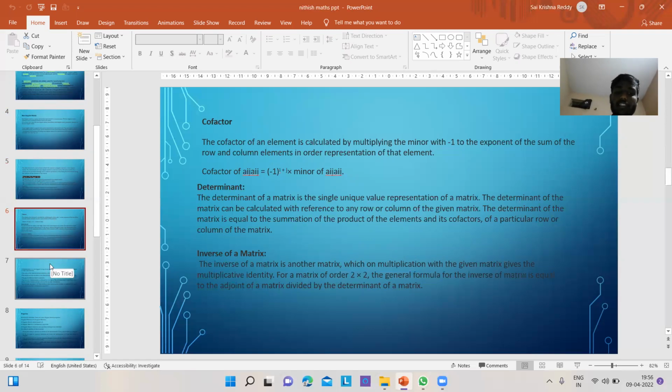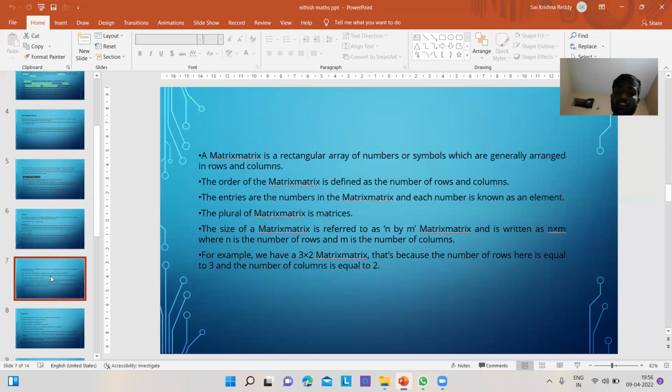Inverse of a matrix. The inverse of a matrix is another matrix which, on multiplication with the given matrix, gives the multiplicative identity. For a matrix of order 2 into 2, the general formula for the inverse of a matrix is equal to the adjoint of a matrix divided by the determinant of a matrix.